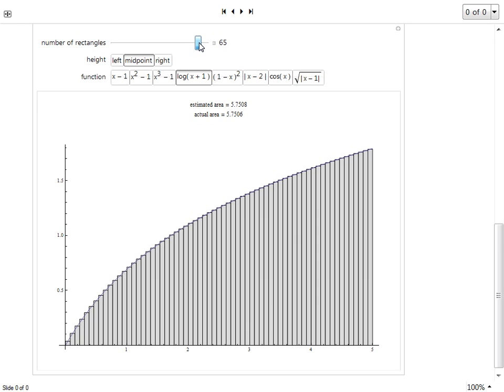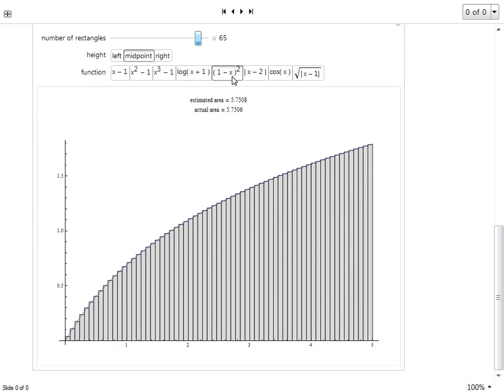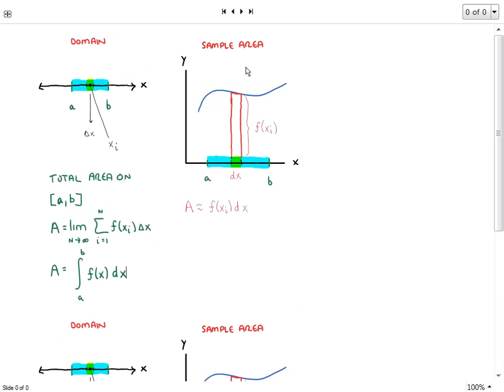Basically, it's a sequence. In Cal 2, you study sequences and series. It's a sequence of numbers which converges to the true area. So the way to get the true area is to let the number of rectangles go to infinity. Now, how many of you saw Riemann sums? Okay. This little thing, you can switch to different examples, but we don't need that.